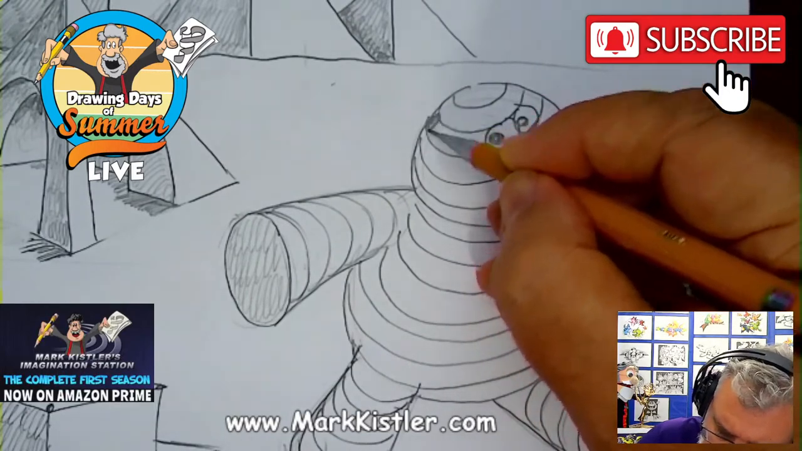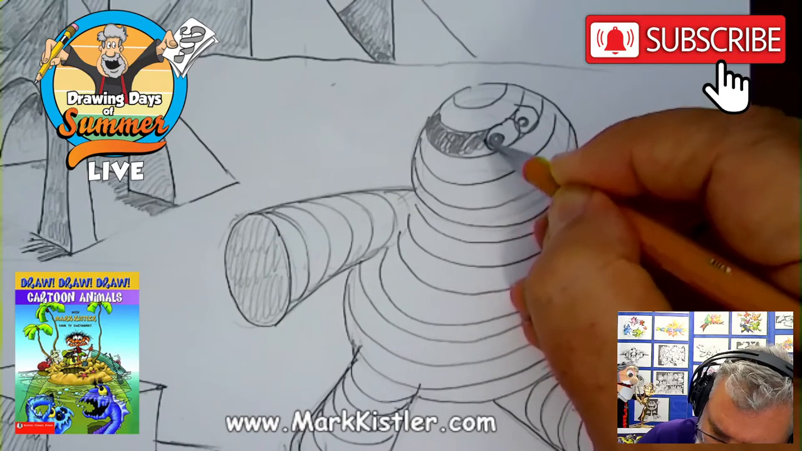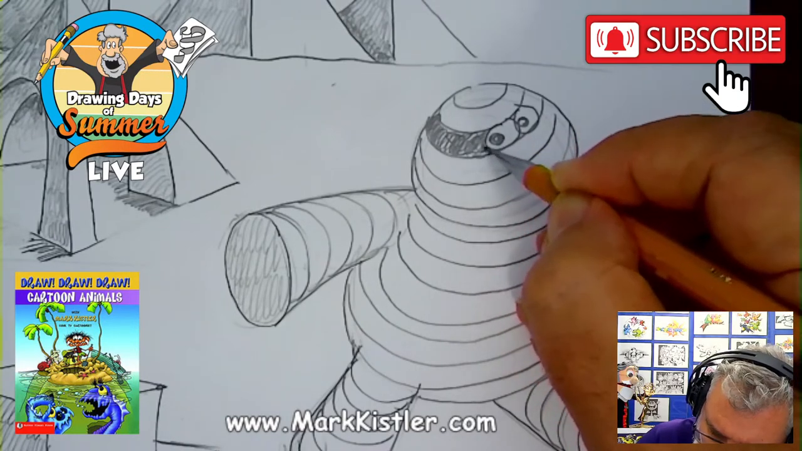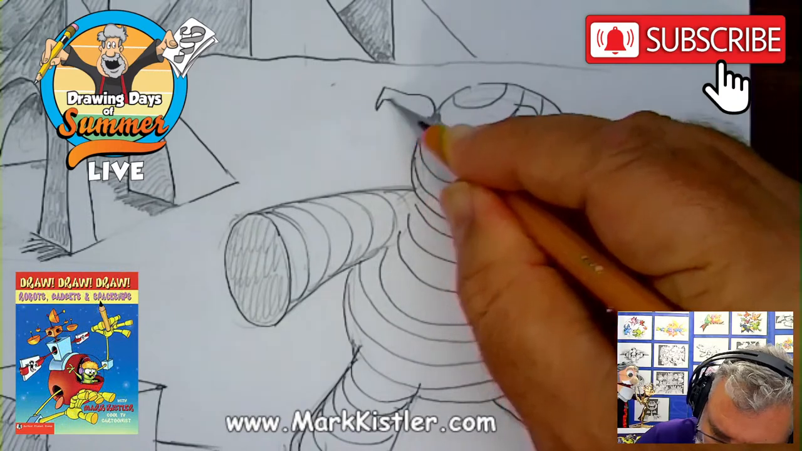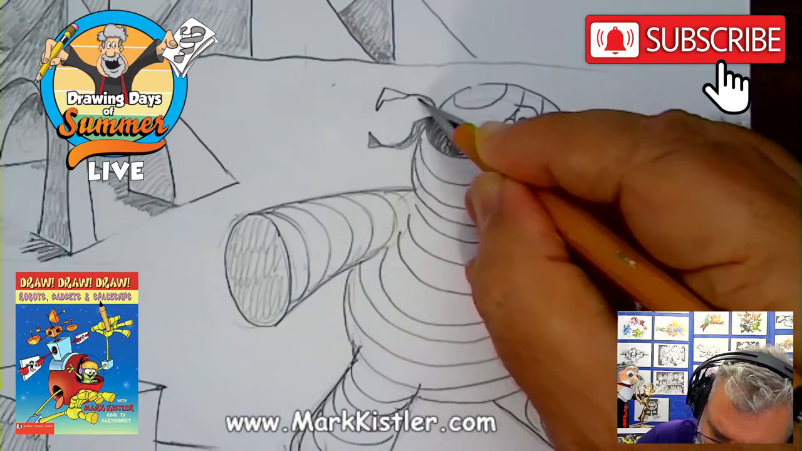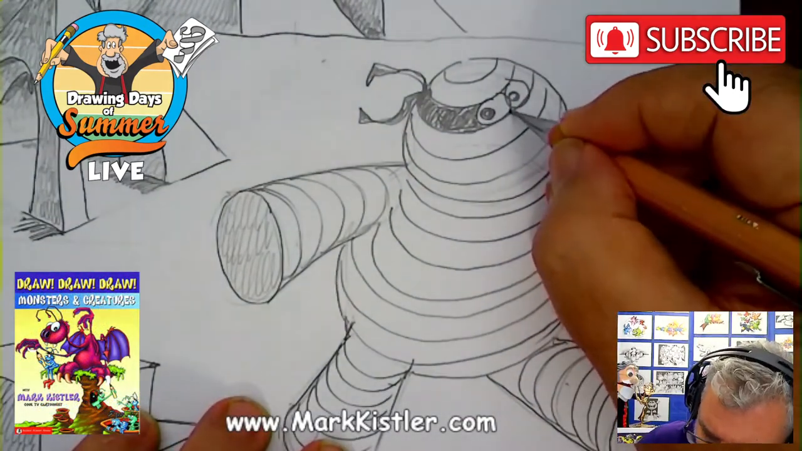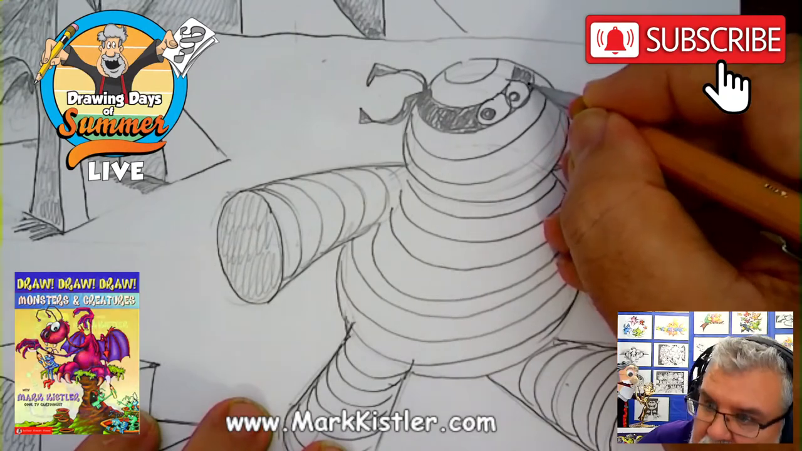And I want to make this a ninja mummy, so I'm going to make that. That'll be his headband here. That'll be his ninja headband. You can see his headband's kind of flapping here. And I'm definitely going to be using my blender here.